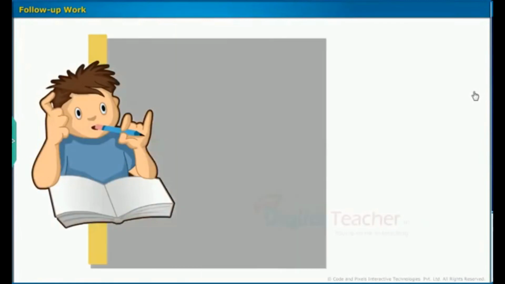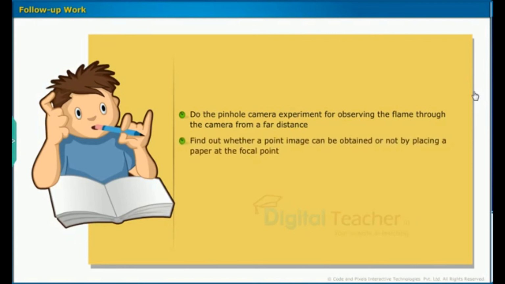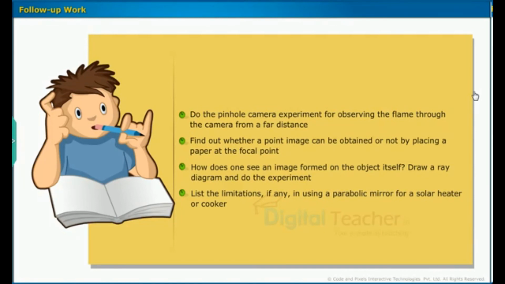Follow-up work. Take up the following activities. Do the pinhole camera experiment for observing the flame through the camera from a far distance. Find out whether a point image can be obtained or not by placing a paper at the focal point. How does one see an image formed on the object itself? Draw a ray diagram and do the experiment. List the limitations, if any, in using a parabolic mirror for a solar heater or cooker.